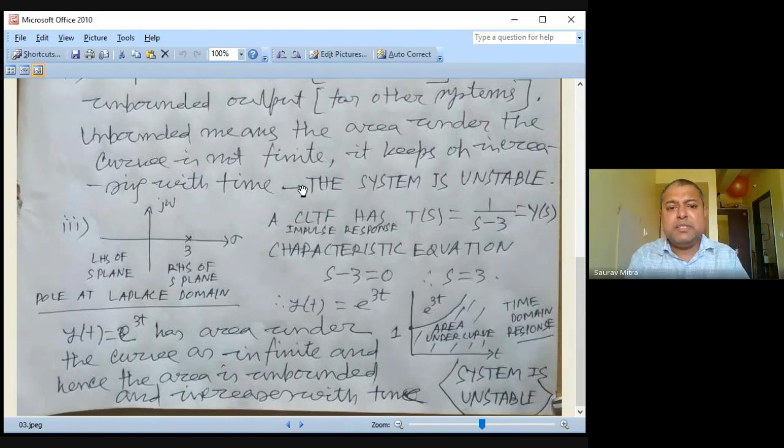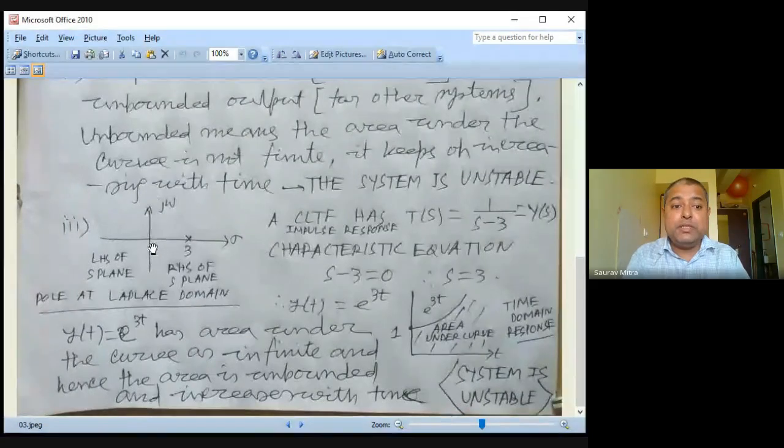Okay, so another example is given. The closed loop transfer function T(s) = 1/(s-3). This is equal to Y(s), so Y(s) = 1/(s-3). Where is the pole? s - 3 = 0 is the characteristic equation. So s = +3. That's what I have shown. This is the s domain, and here I have shown this is +3.